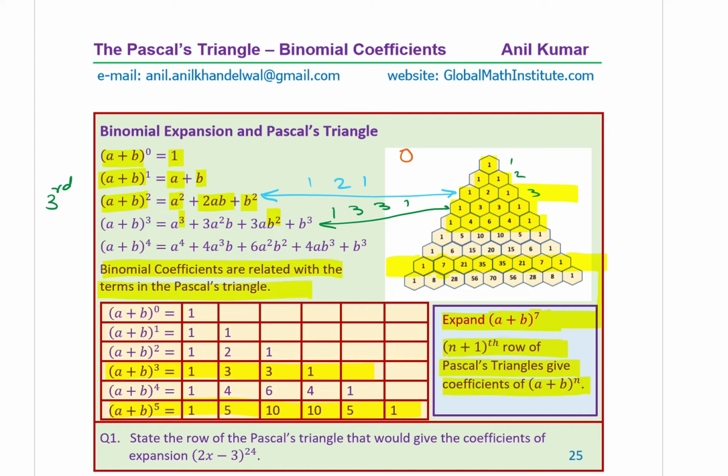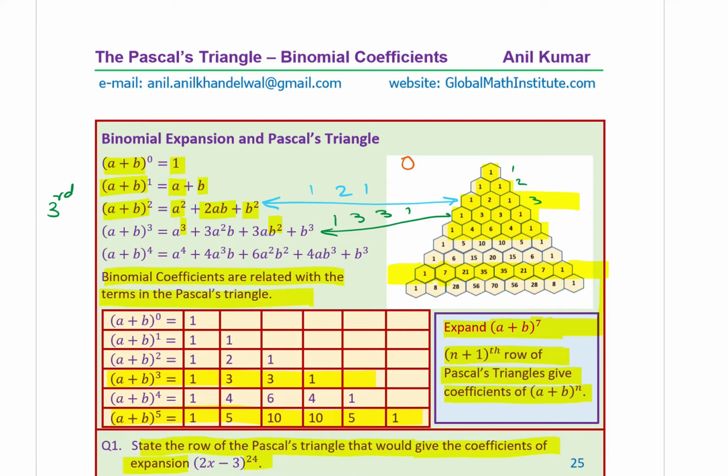Now question number 1, based on the binomial expansion: state the row of Pascal's triangle that would give me the coefficients of the expansion (2x minus 3) to the power of 24. So when we count the rows, it should be 24 plus 1, the 25th row, right? That is how we are going to do it.